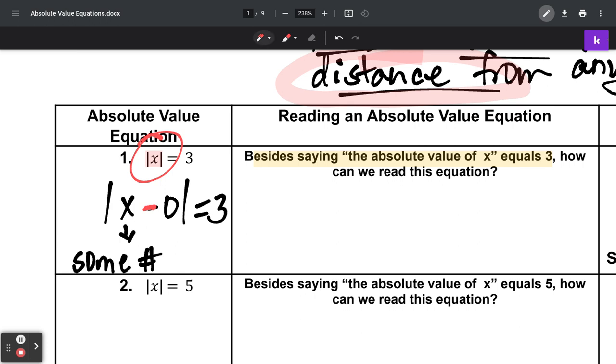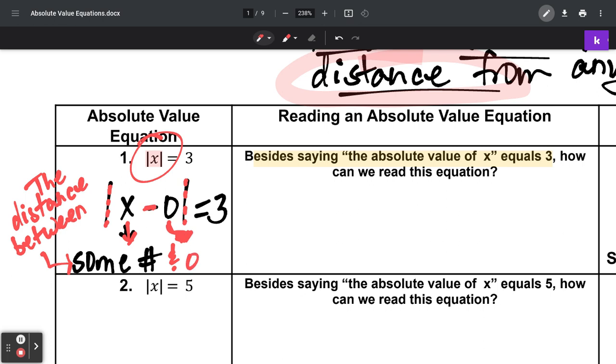But basically, you got to say the distance whenever you see absolute value. The distance between, and here we go, x, which is some number. And what other number? Well, the other value in here that you don't really see is 0. So the distance between some number and 0, and it tells us equals 3. So that's how we're going to read it.